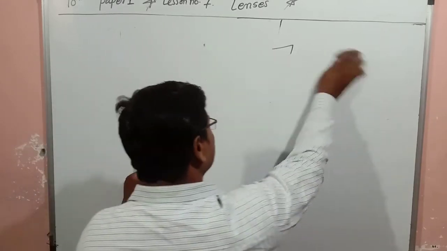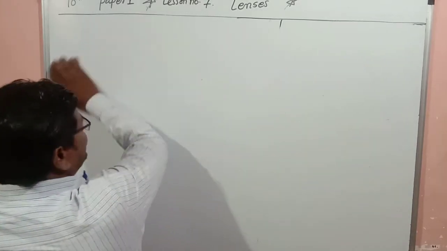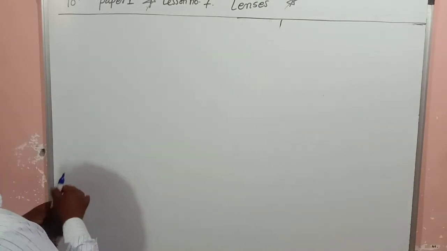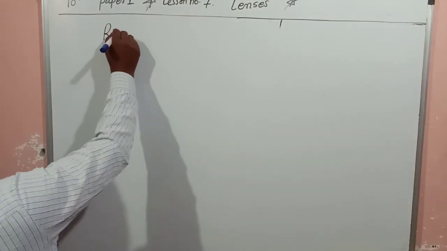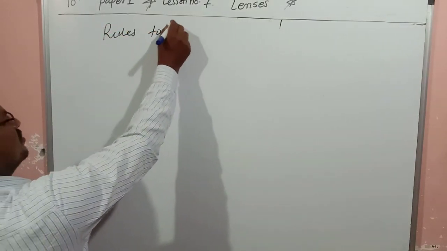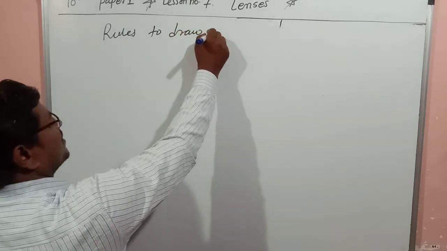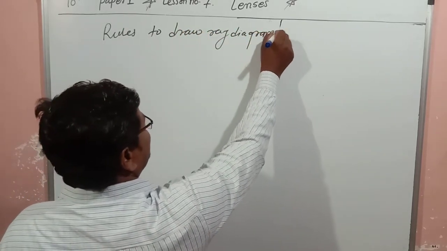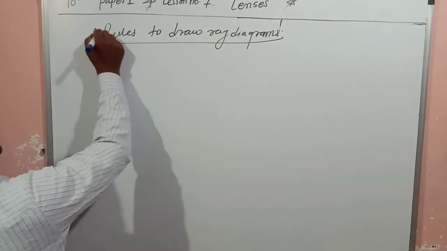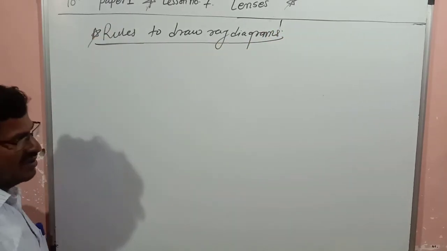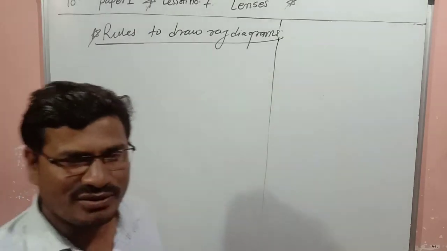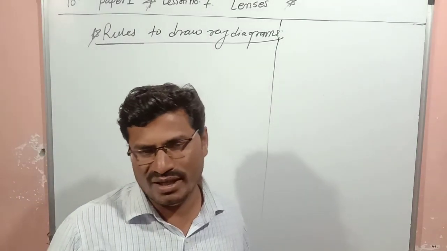So three rules are there. Those three rules we'll study one by one. So, rules to draw ray diagrams. So what are the rules? Those are the rules we are going to study. There are three rules to draw the ray diagram.